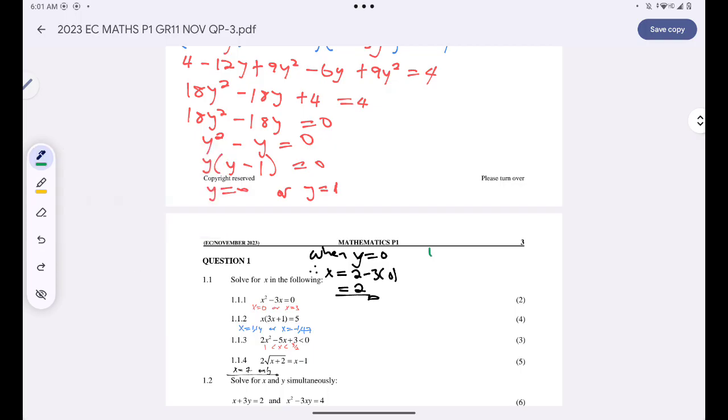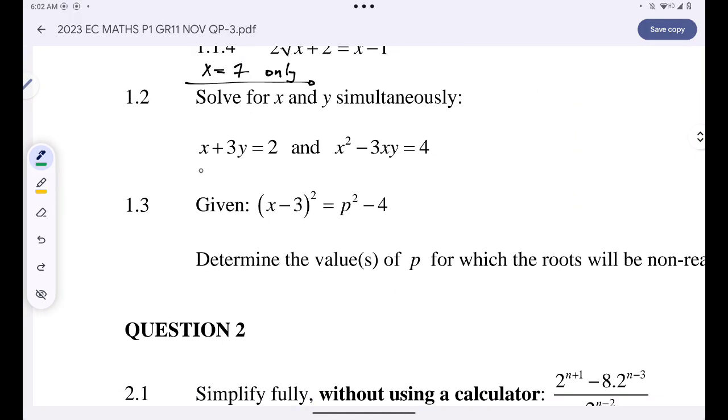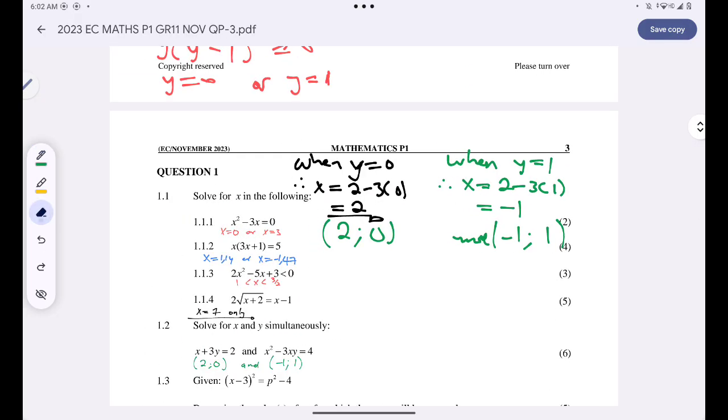And then now let's say when y is equal to 1, therefore the value of x will be 2 minus 3 multiplied by 1, and then we'll get negative 1. So which simply means here, guys, x is 2 when y is 0, and x is negative 1 when y is 1. So the solutions here, we have (2, 0) and (negative 1, 1).